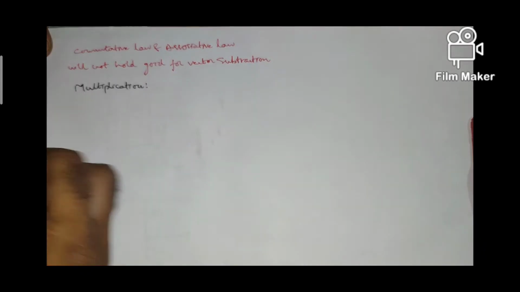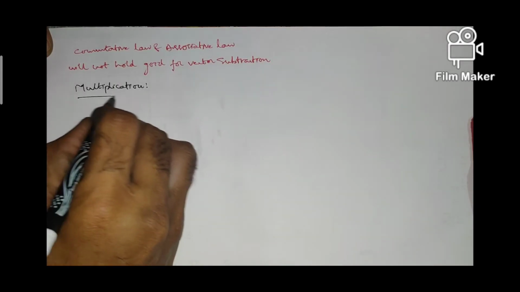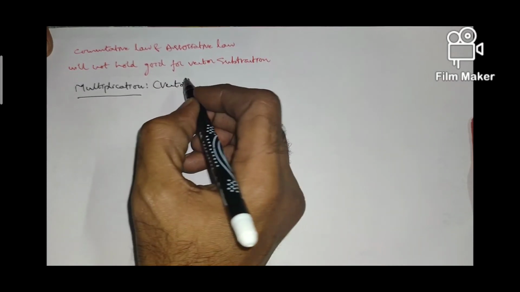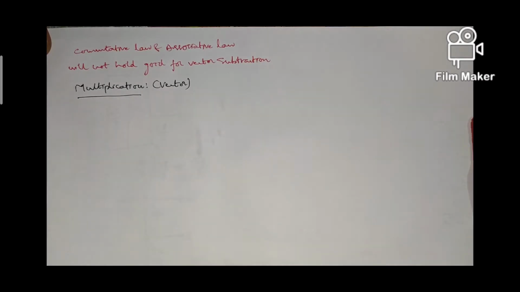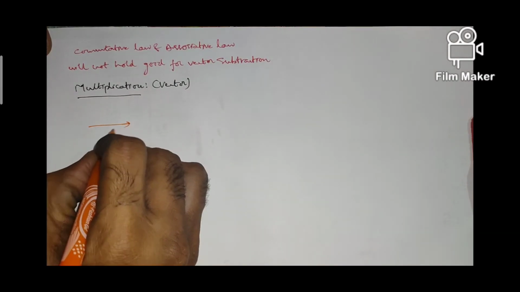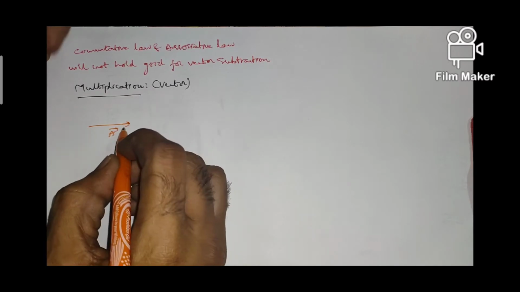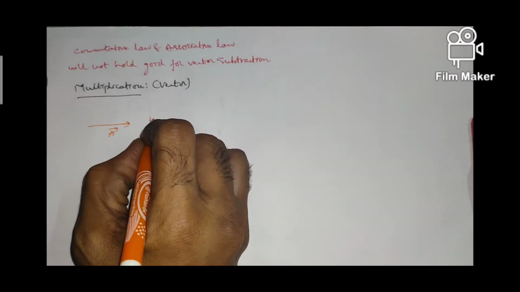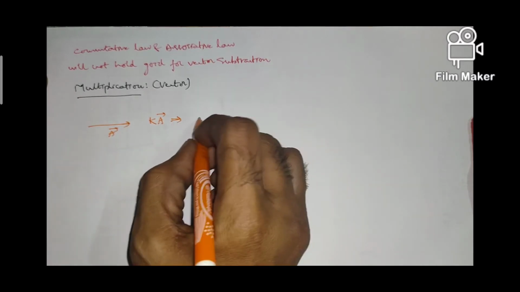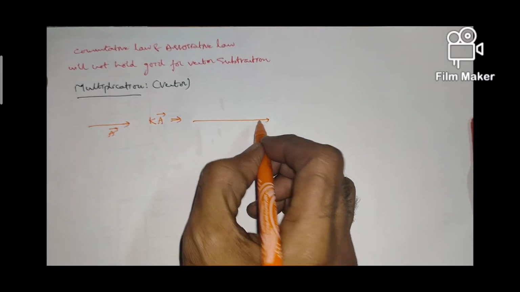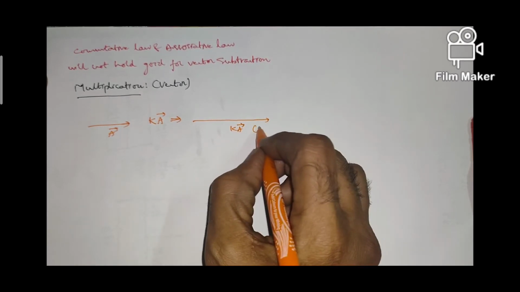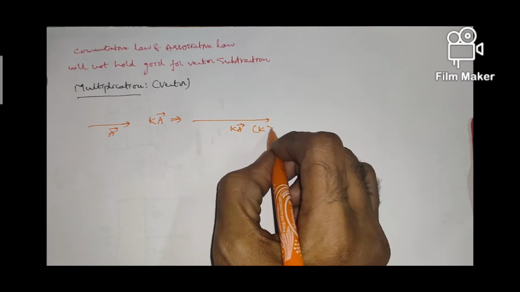Now let us consider the multiplication of vectors. First, let us multiply a vector A bar with a scalar quantity k, such that k into A bar, if we consider, the output will be an extended length of A bar when k is greater than 1.